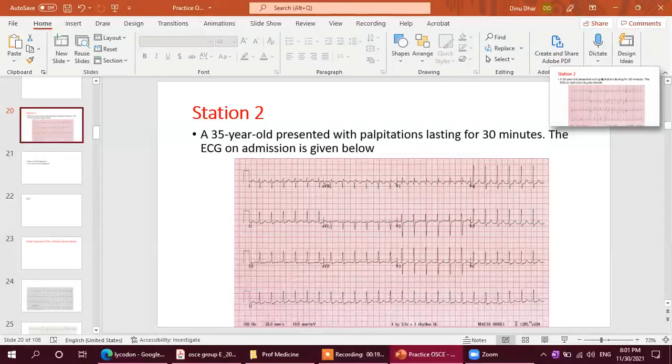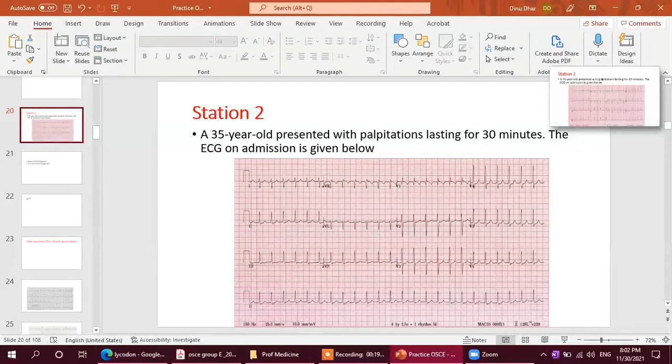Why do we say that? Because it is a narrow complex tachycardia. It is regular, which is a characteristic feature of AVNRT always. And also you cannot see P waves. Why don't you see P waves? Because the abnormal current is starting from around the AV node, and the atria are being depolarized in reverse. And that causes something called retrograde P waves.